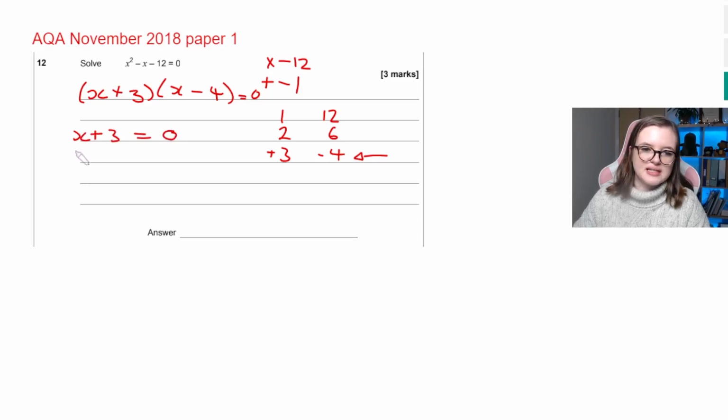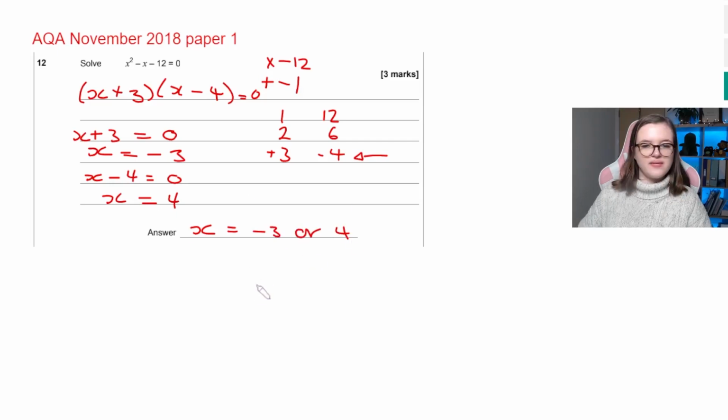Put them on different lines this time, make it a bit easier. And then x minus 4, I should say. X minus 4 equals 0. And then take 3 over there, we get x equals minus 3. And then add 4 over there, we get x equals 4. So x is equal to minus 3 or 4. And there we have it, 3 marks.